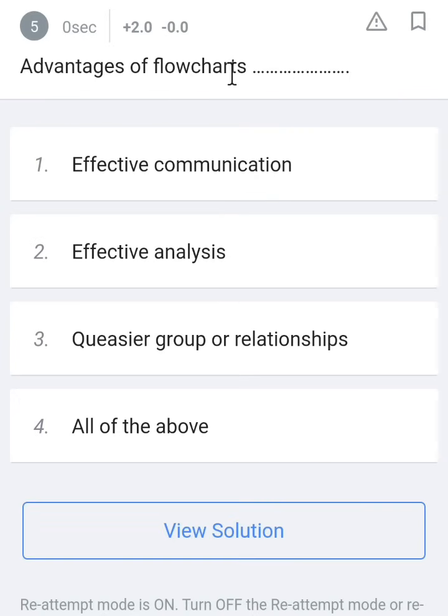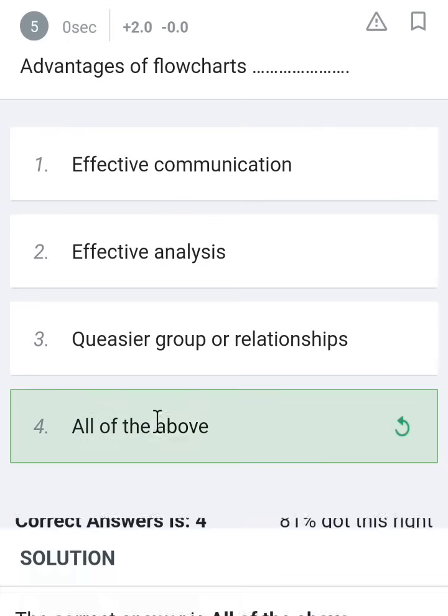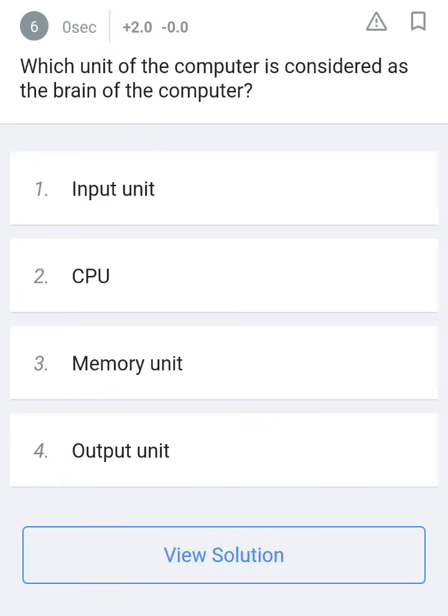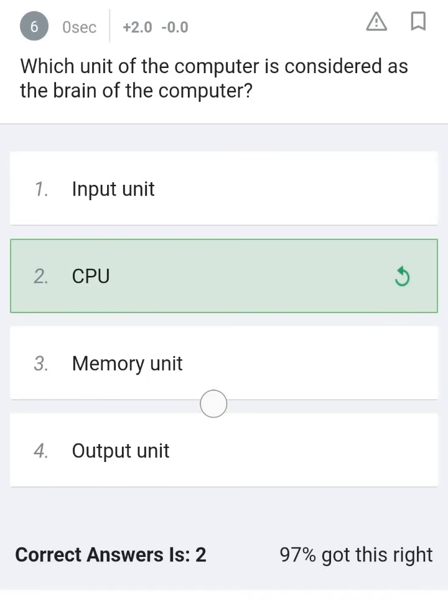Next. The advantages of a flowchart are effective communication, effective analysis, and so on. The options are all of these. So the answer is all of this, because of this it is very important. Which unit of computer is considered as the basic unit of computer? It is the central processing unit, or CPU.